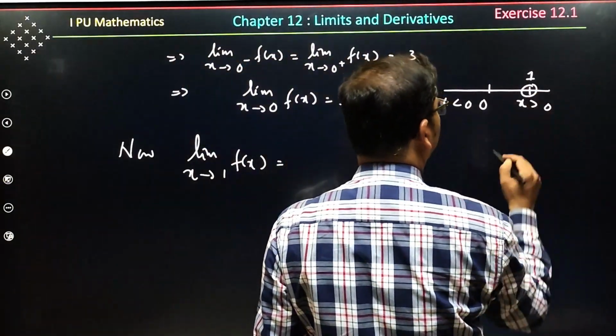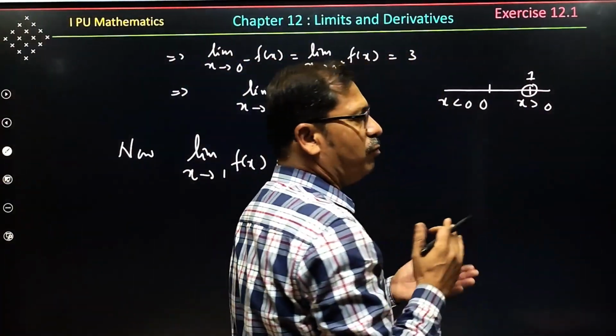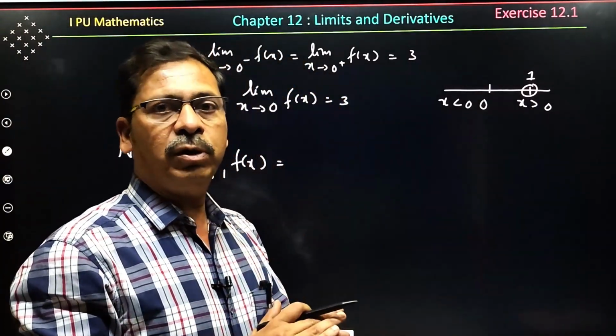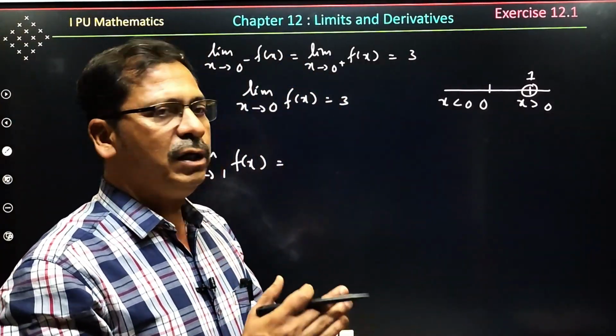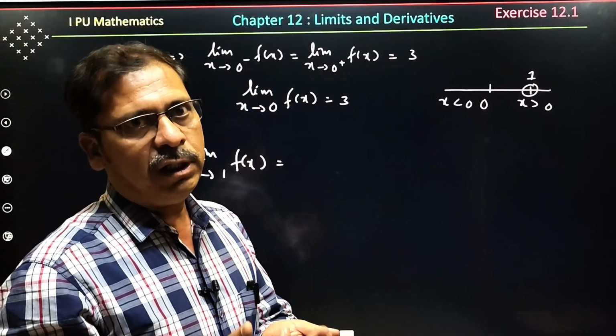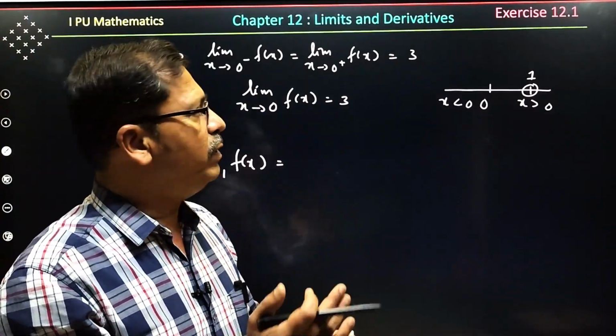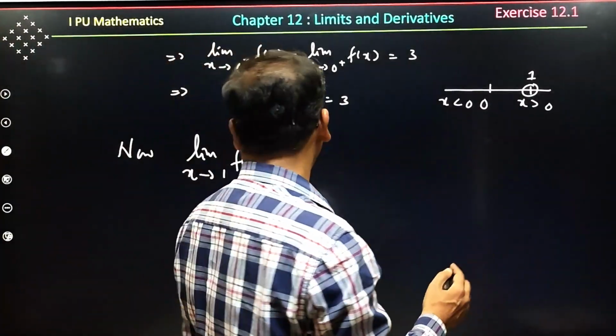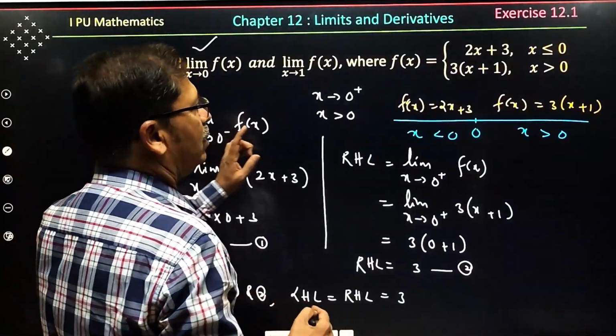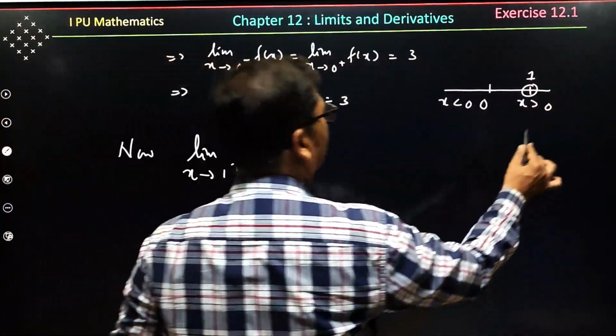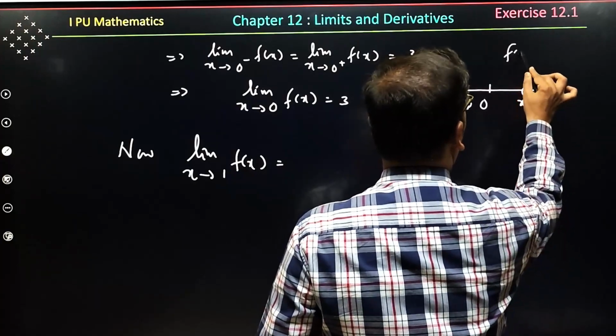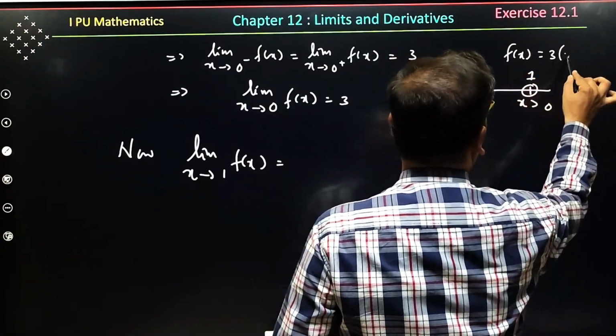See, this is 1 here. In the neighborhood of x tends to 1 means in the neighborhood of 1. In the neighborhood of 1 means x is less than 1 and then greater than 1. That means as a whole it is greater than 0. When x is greater than 0, the function is defined by how? 3 into bracket x plus 1. See, for this f(x) is equal to what? 3 into bracket x plus 1.